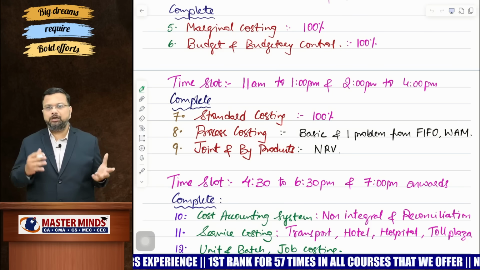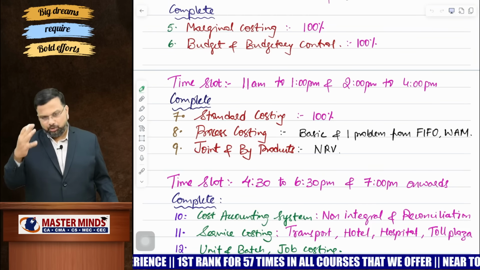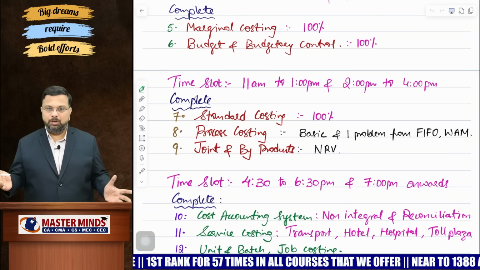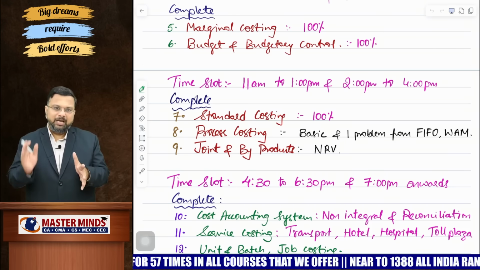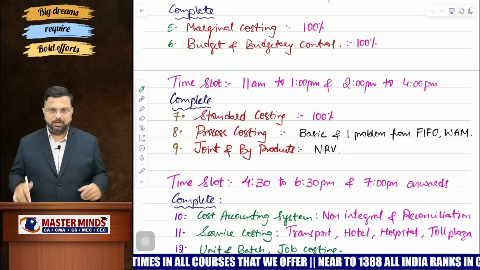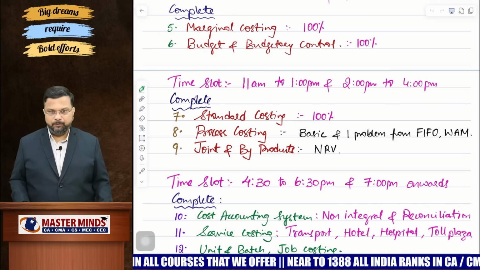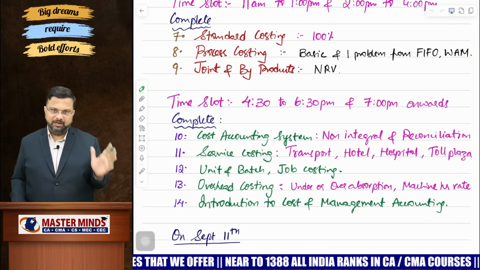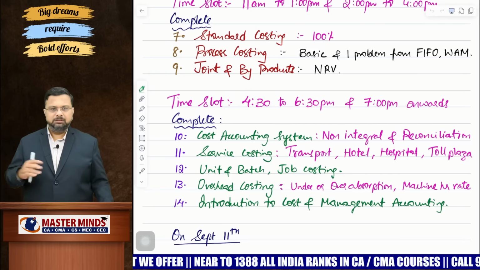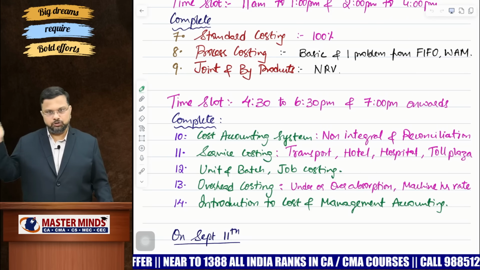When it comes to process costing and joint and byproducts, combined together, you can take 2 hours. When it comes to joint and byproducts, there are 4 methods, but focus on NRV, net realizable value. Next, again, you will take half an hour break. Time slot from 4:30 to 6:30, break half an hour, and from 7 p.m. onwards up to whatever time, after dinner also.